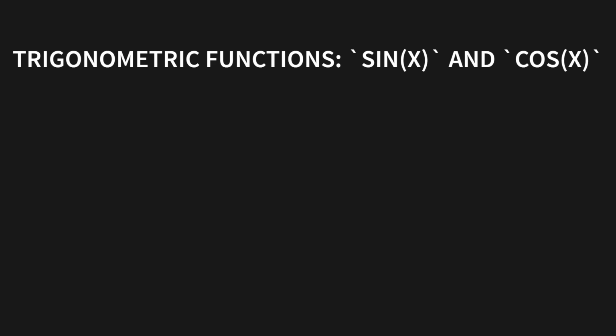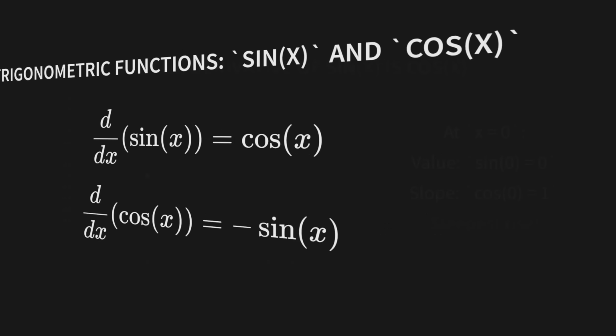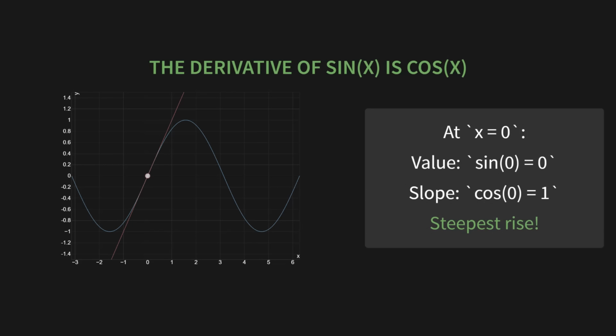Finally, the trigonometric functions, sine of x and cosine of x. These two are a beautiful pair. The derivative of sine of x is cosine of x, and the derivative of cosine of x is negative sine of x. Let's focus on that first one. How is cosine of x the slope of sine of x? Let's trace the sine wave.